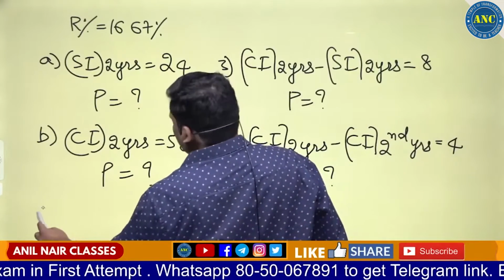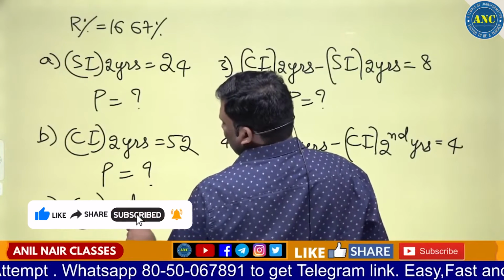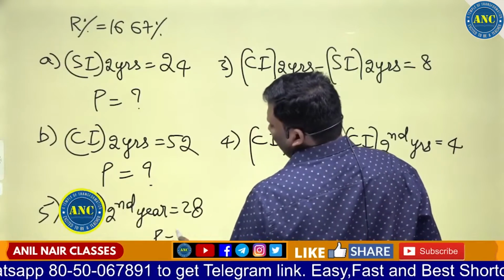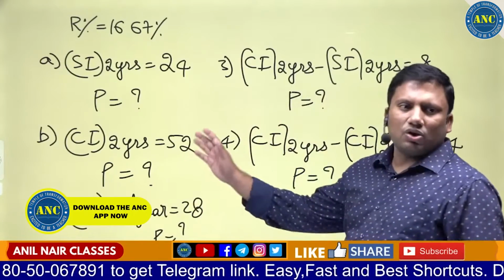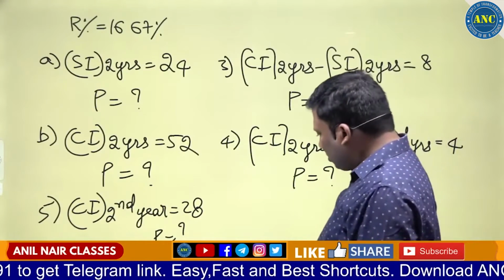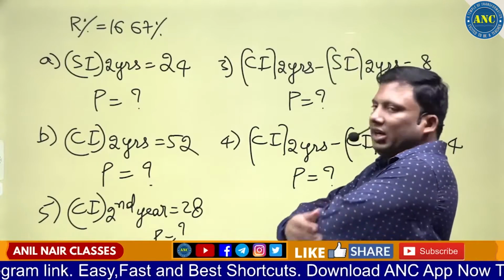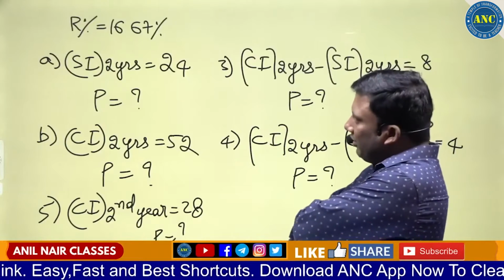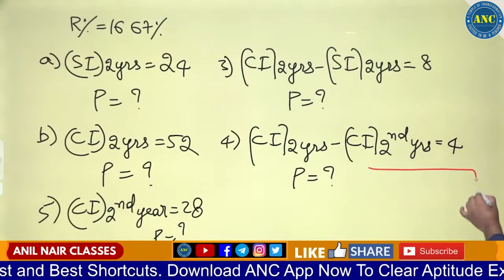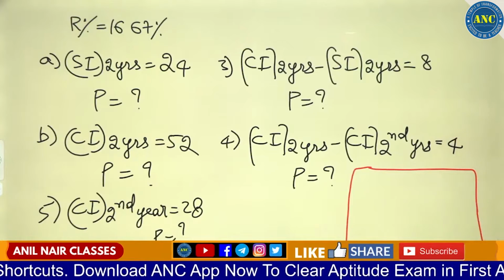That is the beauty of knowing the concept, sir. CI for second year 28. Find p value. Question can be anything. You can solve the question. R percentage is 16.67. SI for 2 years 24. Find p value. CI for 2 years. Once we draw the diagram, then all the questions can be solved in seconds.